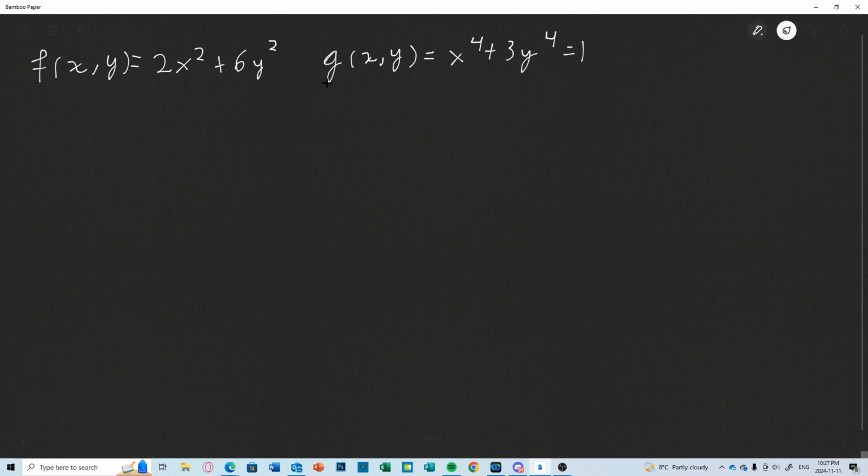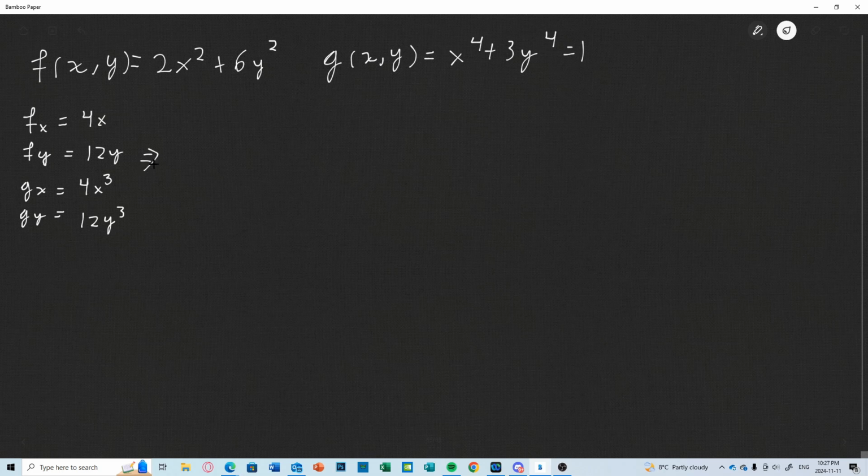Now our second question is the function f, which is 2x squared plus 6y squared, with a constraint g of x to the 4 plus 3y to the 4 equal to 1. We're going to do the same steps as before. We find the partials of f with respect to x and y, which give us 4x and 12y. Then we find g sub x and g sub y, which give us 4x cubed and 12y cubed.